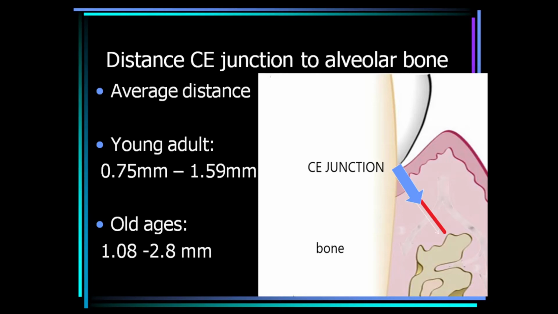Coming on to the very important parameter, the distance of the cemento-enamel junction to the alveolar process. The average distance in the young adult is 0.75 millimeter to 1.59 millimeter, and in adults or old ages, it is 1.08 to 2.8 millimeter. So the distance from the cemento-enamel junction to the alveolar process in old ages is 1.08 to 2.8 millimeter.